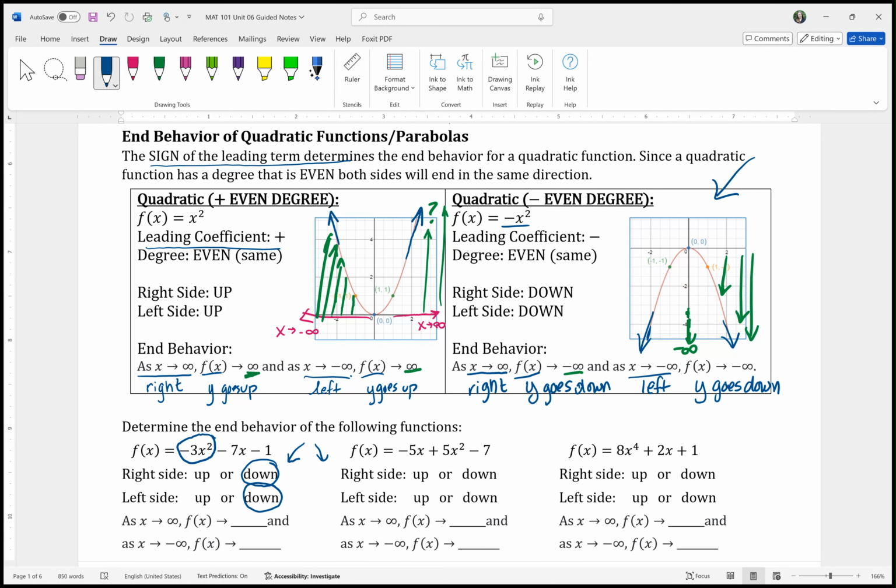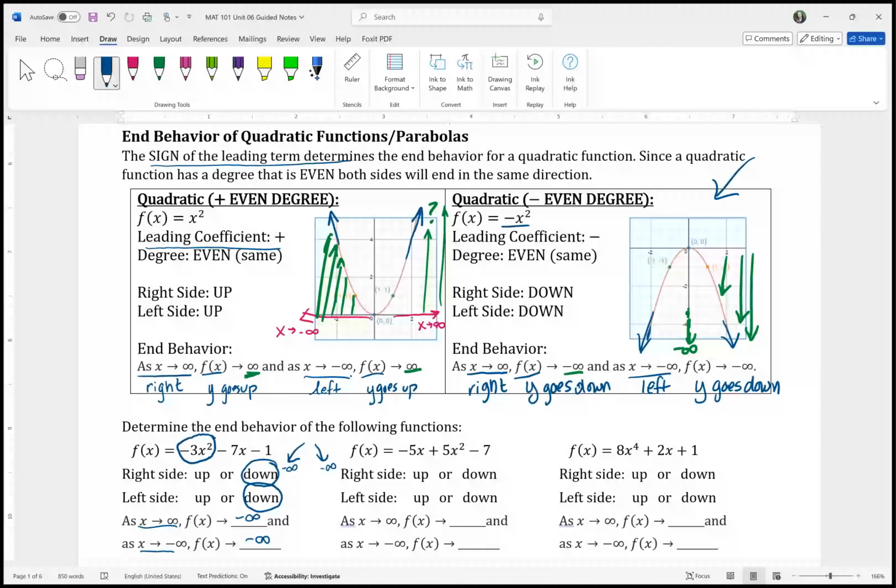Now, in your problems in your homework, you're not going to have to write out that whole crazy statement with the infinities. Most of the time, it is asking you to fill in what y is doing. It's saying, okay, x is going right. What is y doing? So f of x approaches negative infinity in this. Why? Because we're going down. And then as x goes to negative infinity, that's left, f of x goes to what? Negative infinity, because it's going down. So this is negative infinity on both sides.